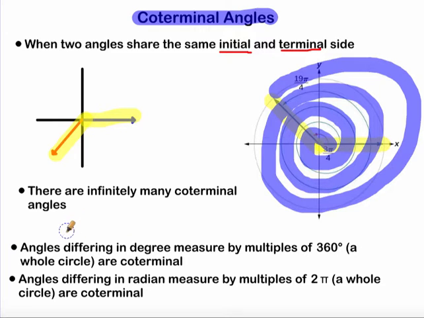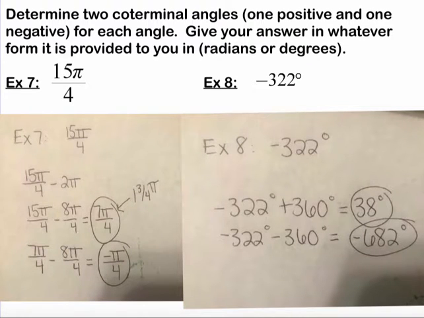So essentially, angles that differ in multiples of 360, which is a whole circle, or in integer multiples of 2 pi, another whole circle, those will be coterminal angles. Don't overthink it too much. So we want to determine two coterminal angles, and all they're telling me is they want one positive and one negative. In my examples below, I'm giving one answer for each of those, but remember there's technically an infinite number of correct answers here.